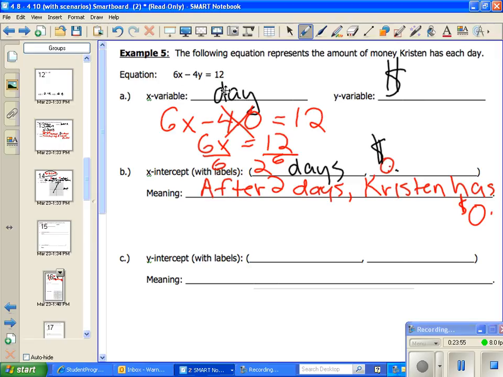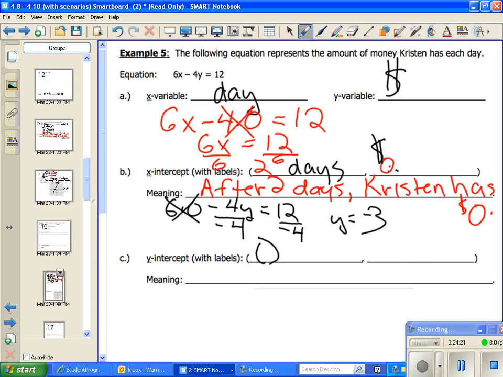Jake, where do I put 0? In place of the what? Not the x-intercept, but just in place of the x. Good. So you'd write 6 times 0 minus 4y equals 12. 6 times 0 cancels out. Divide everything by -4. What's your y-intercept then, Megan? Good. -3. You would label that day 0, -$3.